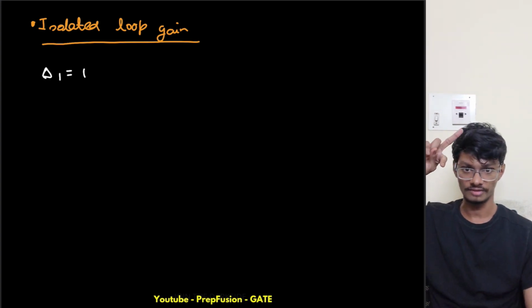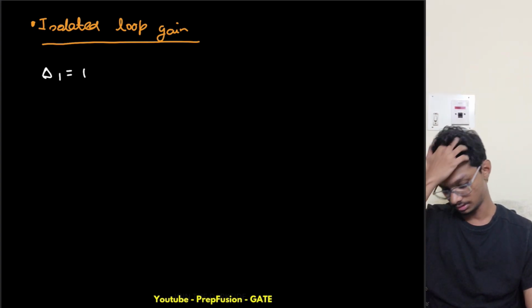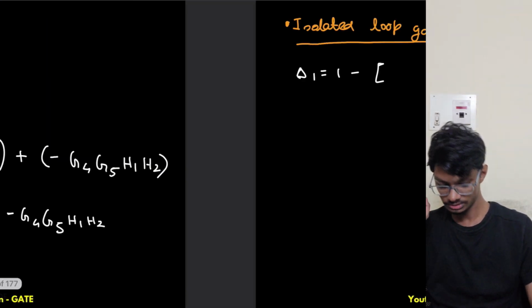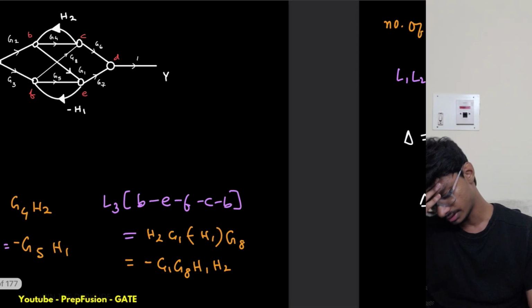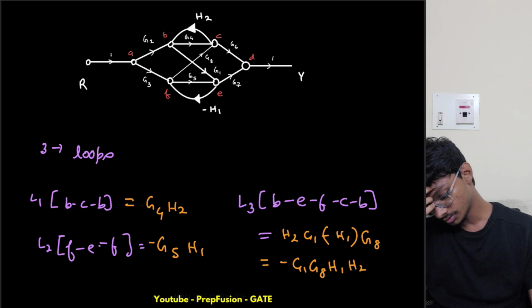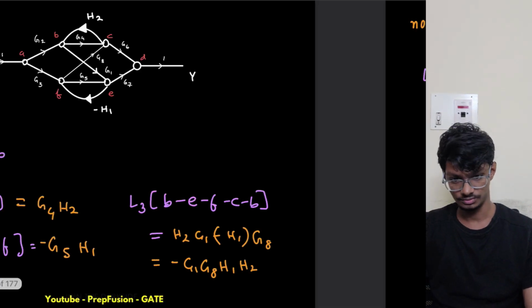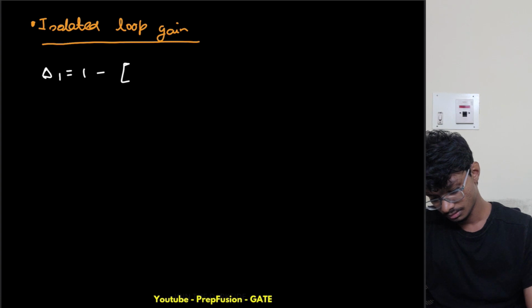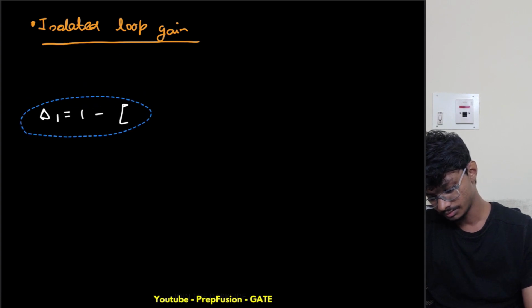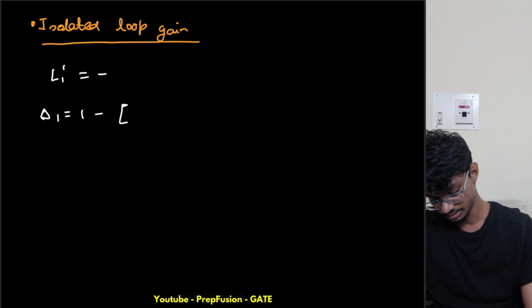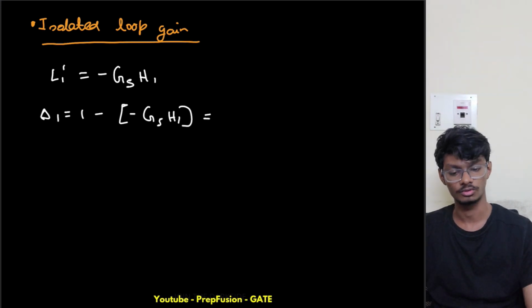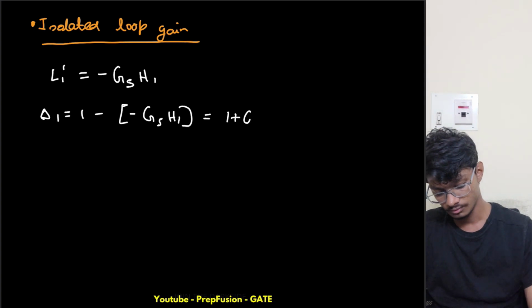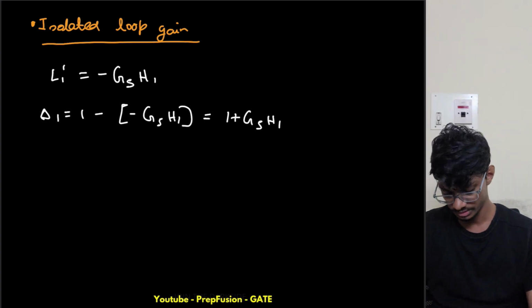The other two, the top and bottom ones, are just the non-touching ones. So it will be 1 minus simply this one, right? 1 minus simply, so we don't have FE, so this will be G5 into minus H1. Let me do it a bit slower, because you may not understand. This is minus G5 into H1. We don't have any other loops, right? Because the other one is a common node. That is touching. So we have 1 plus G5 H1.